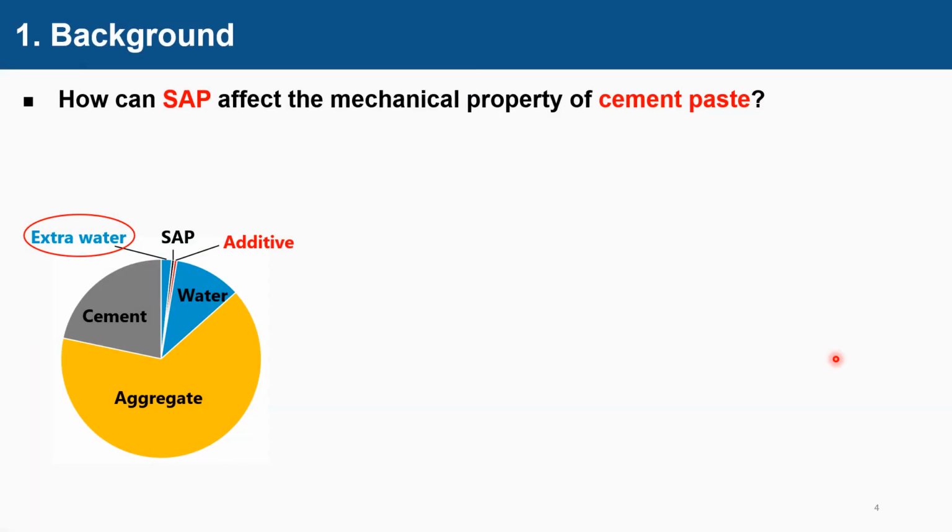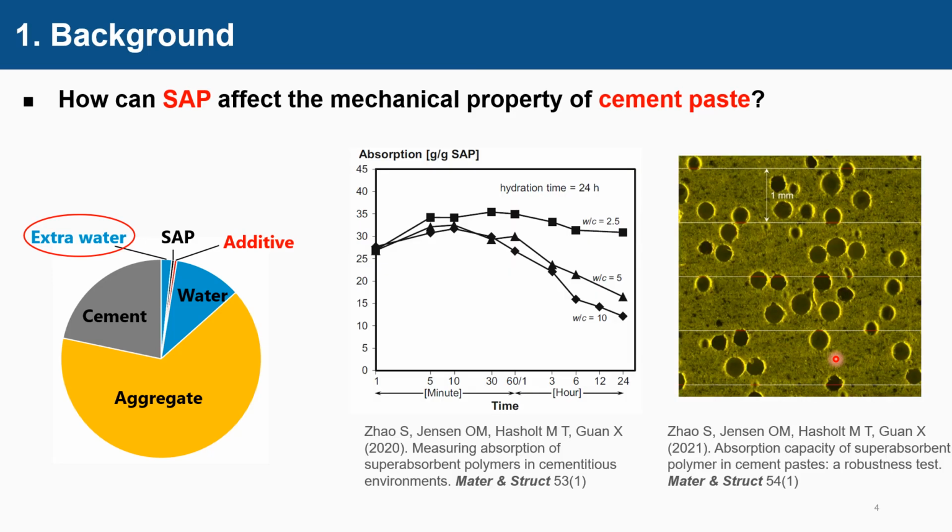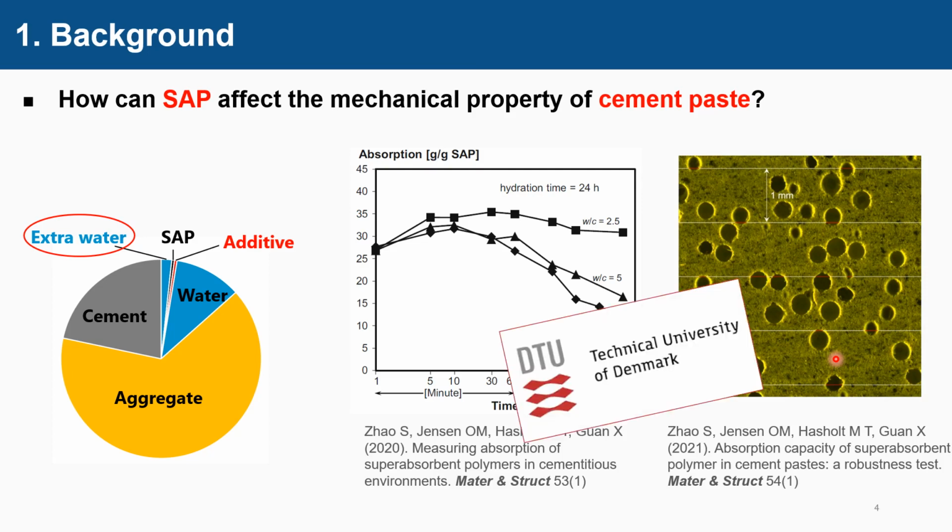The amount of extra water should be carefully controlled. Otherwise, you end up with too much water in SAP, in concrete. It is not fair to draw a conclusion like SAP reduces concrete strength based on an erroneous absorption capacity. There are many ways of measuring the absorption capacity of a SAP, and we investigated some artifacts of the measurement and how we can improve it. Both papers were produced at Technical University of Denmark through in-depth discussion with Ole Jensen and Marianne Hasselt.